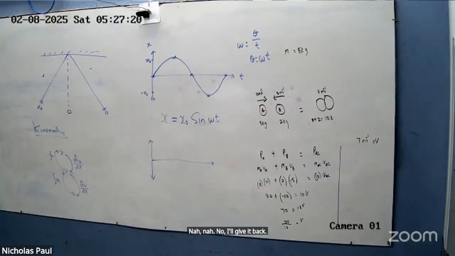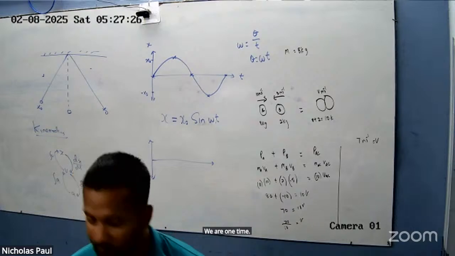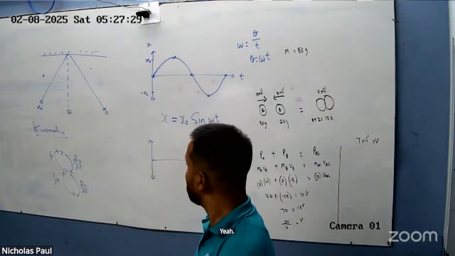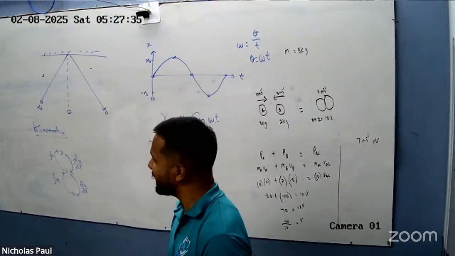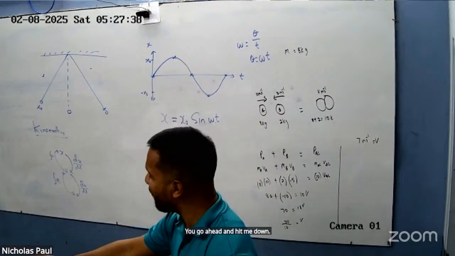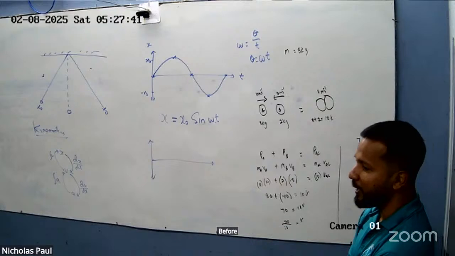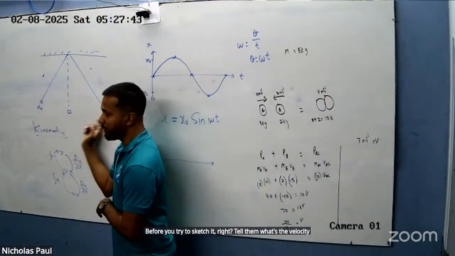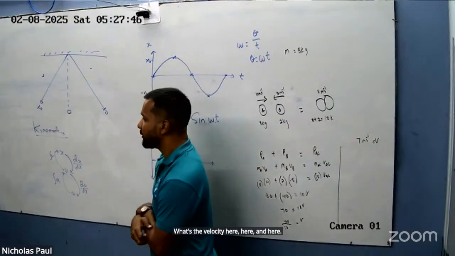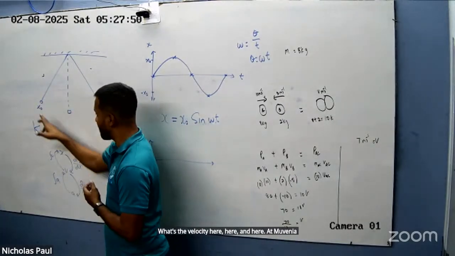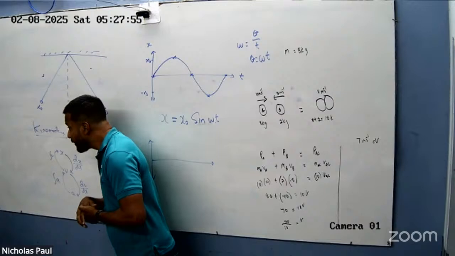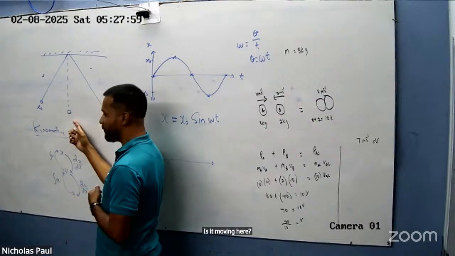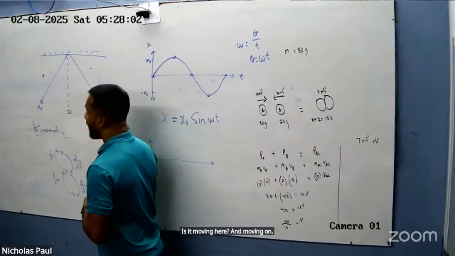Go on the board. Sketch the graph one time. Come, Faith. So first, before you try to sketch it, tell me what's the velocity of the object moving. What's the velocity here, here, and here? Is it moving here? So the velocity here and here is what? And the velocity here is what? Is the pendulum moving like this?